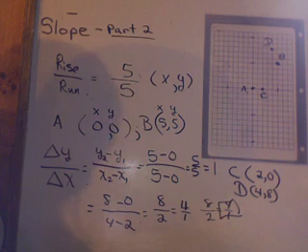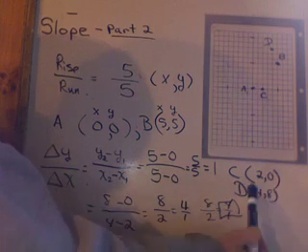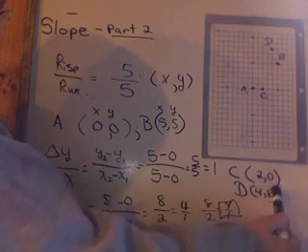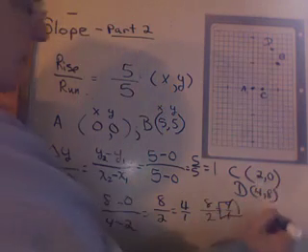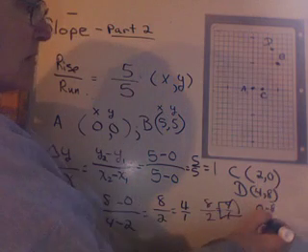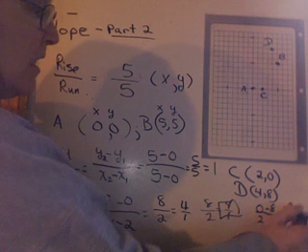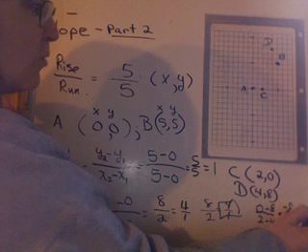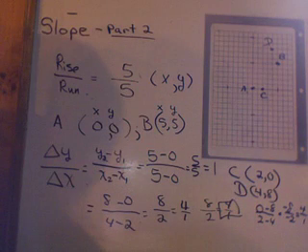Now, order is important, so if you start doing your change in y's from here, 8 to 0, you have to do 4 to 2. You could do it backwards. You could do 0 to 8 and 2 to 4. Let's watch. 0 minus 8 is negative 8, and 2 minus 4 is negative 2, over negative 2, which ends up being 4 over 1. So it comes out the same. I always like to start with the second point first.